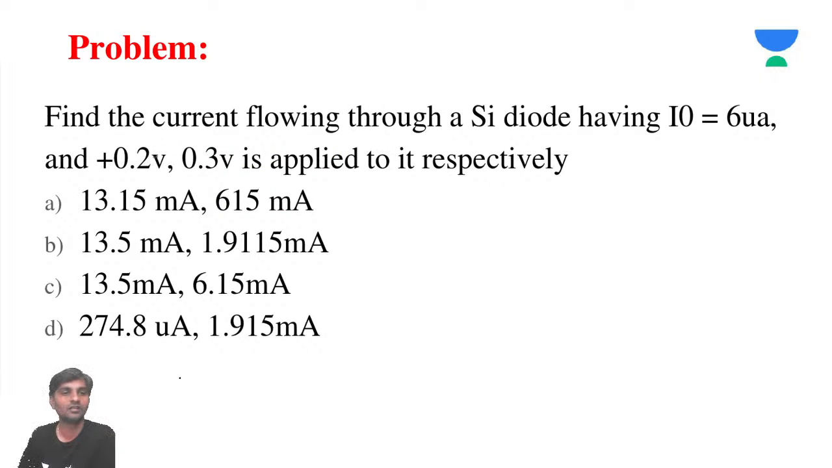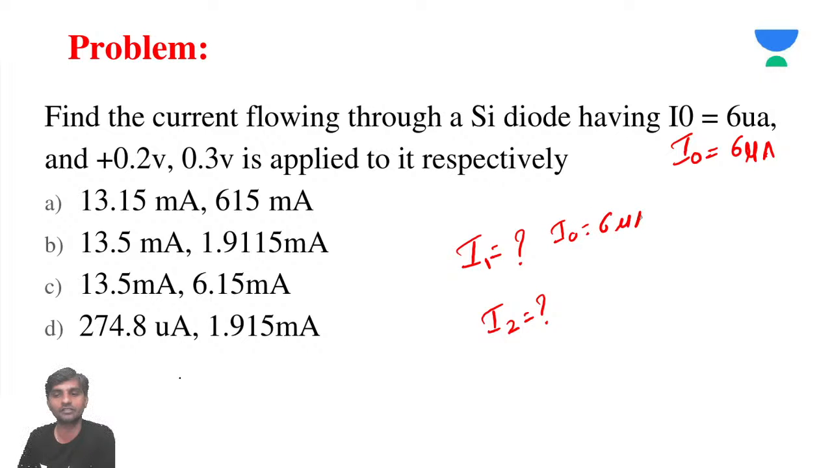Next, find the current flowing through a silicon diode having reverse saturation current I naught of 6 microamperes, for 0.3 volts. He's asking very simple questions. He's asking for the I values, that is I1 and I2. For I0 of 6 microamperes, he has given a voltage V1 of 0.2 volts and V2 of 0.3 volts. He's asking you to calculate I1 and I2. Very simple. You can do it and let me know.